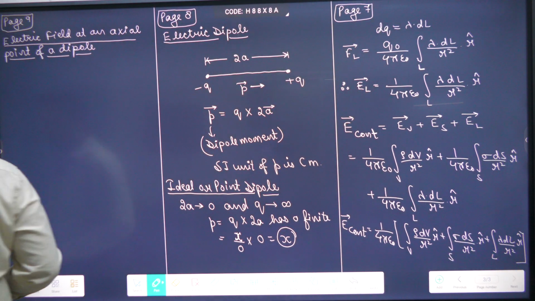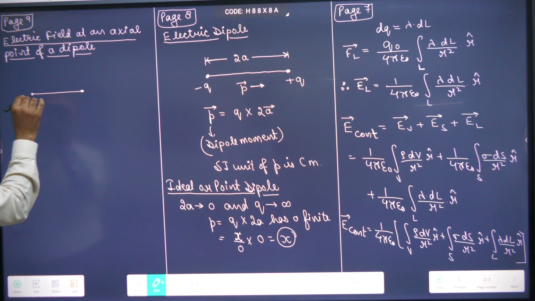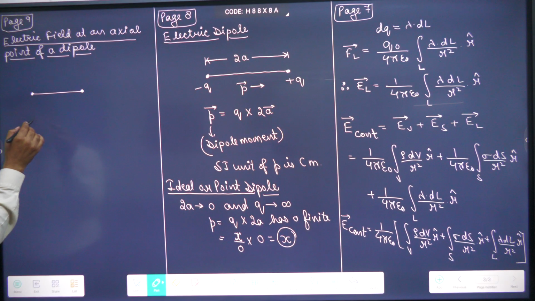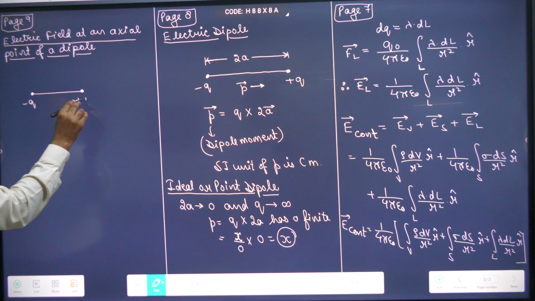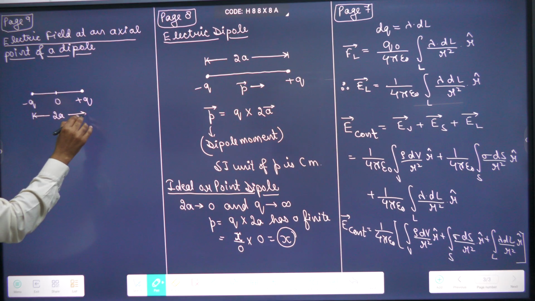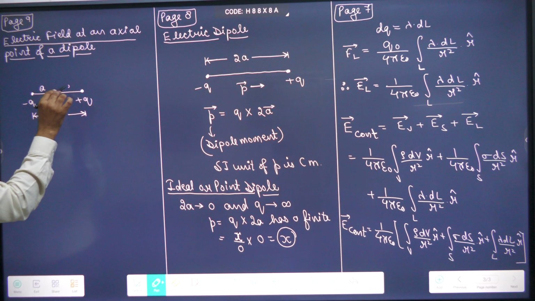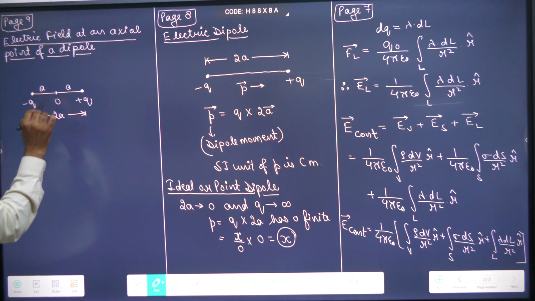So we are considering a dipole like this. Here the charge is minus q, here the charge is plus q. And the center of this dipole is O. What is the distance between these two charges? It is 2a. So if I am considering this center, then from here to here it is a, from here to here it is a, because this is the midpoint.